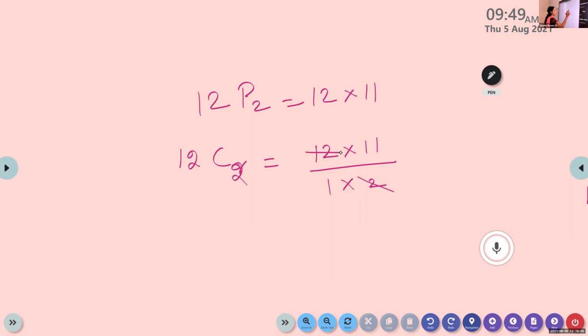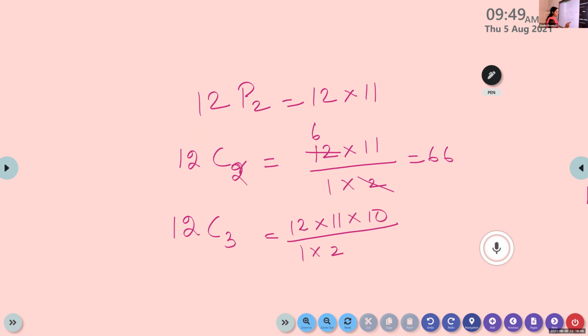Now we simplify this, so we'll get 66. How will you calculate 12C3? We can write this as 12 onwards, 3 numbers: 12 into 11 into 10 by 1 into 2 into 3. So 6 is 2, so 22 into 10, which is 220. So while doing problems, this is the method we use. 12C3 means we write 12 onwards, the 3 numbers, 12 into 11 into 10, in decreasing order, by 1 into 2 into 3.